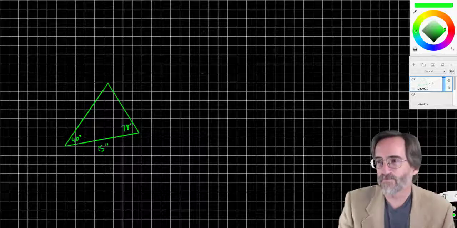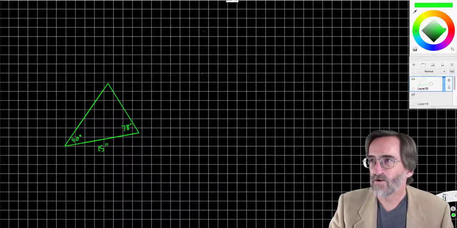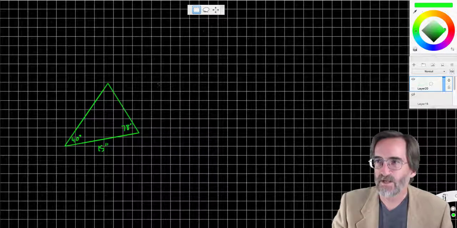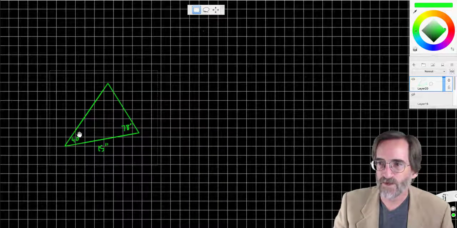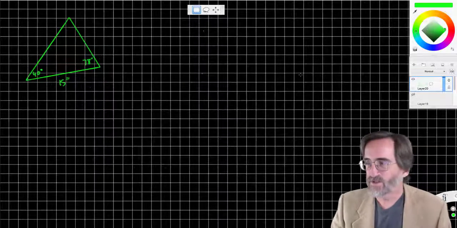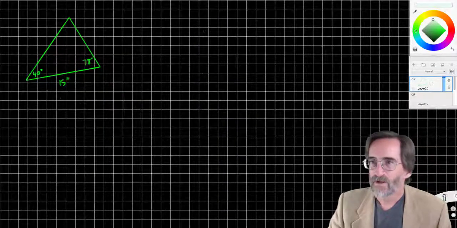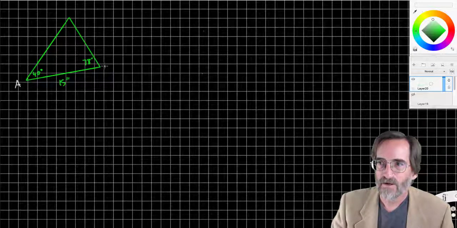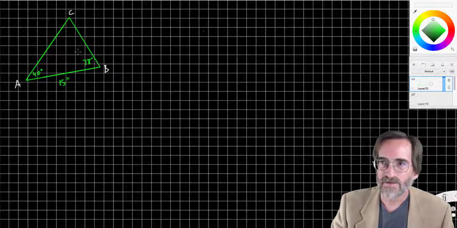Solve the triangle means find all the missing sides and angles. Find all the missing sides and angles. That's what solve the triangle means. Okay? So let's label some things here. We have A, B, and C.